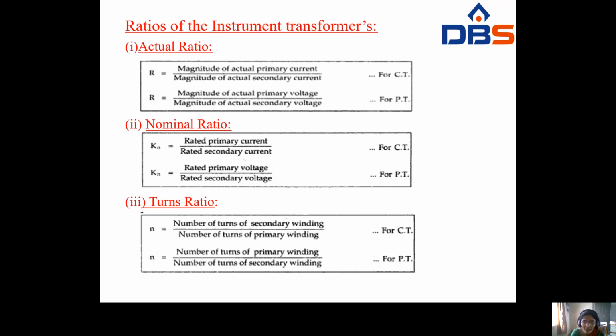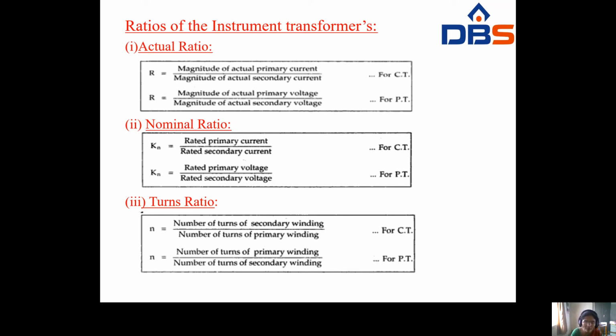Okay, so what is the nominal ratio? It is nothing but Kn. Kn is equal to rated primary current by rated secondary current. That is for CT. Each and every instrument has some rated voltages and currents, so whenever you take the ratio of rated currents or voltages, that ratio is taken as the nominal ratio. So here the nominal ratio Kn is equal to rated primary current by rated secondary current. This is for CT.